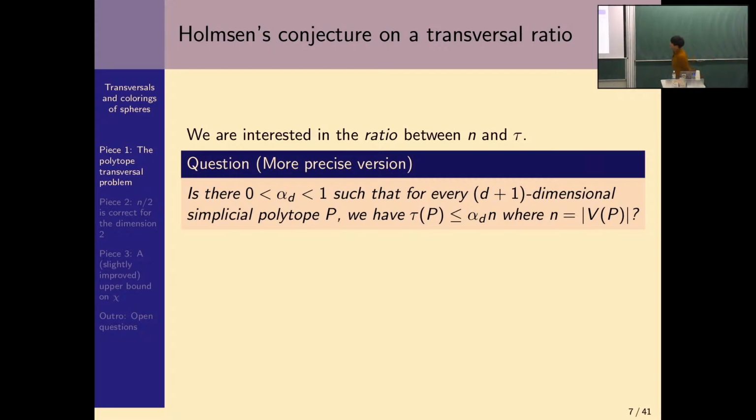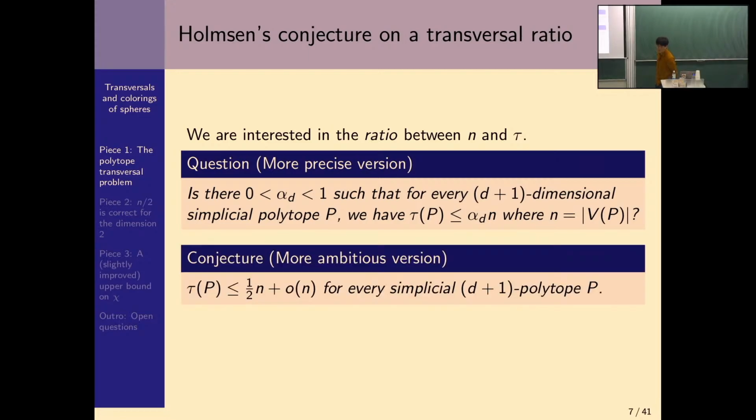So this looks like a very nice and interesting question, but if you see the following conjecture, this looks very surprising. This was his conjecture. He conjectured that alpha d is exactly 1/2 n plus some small o of n for every simplicial d plus 1 polytope. And this conjecture is still alive. So if you are interested in this problem, then you can consult with Professor Holmsen after this talk.